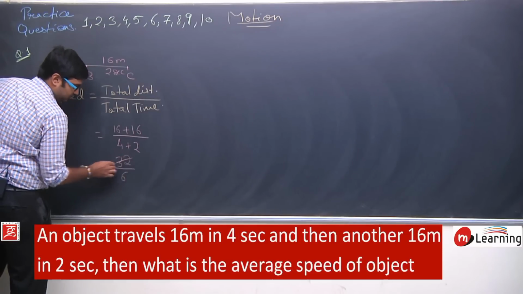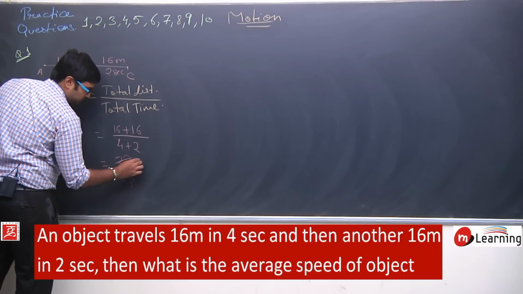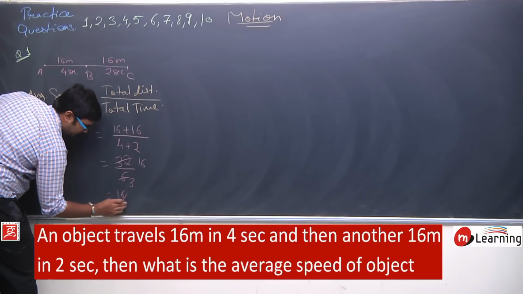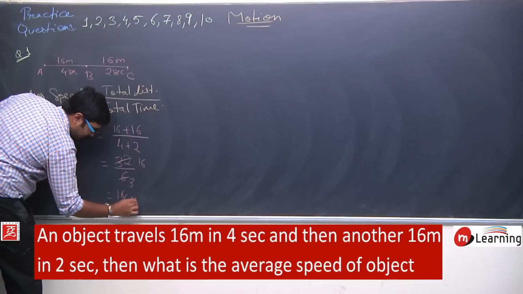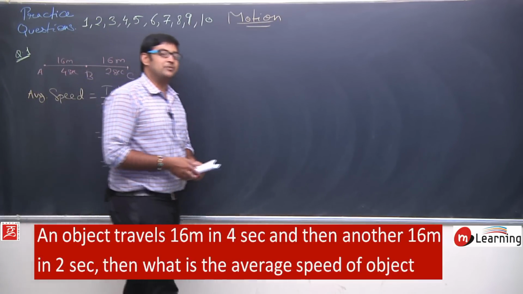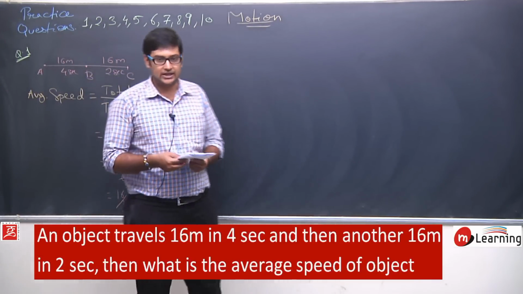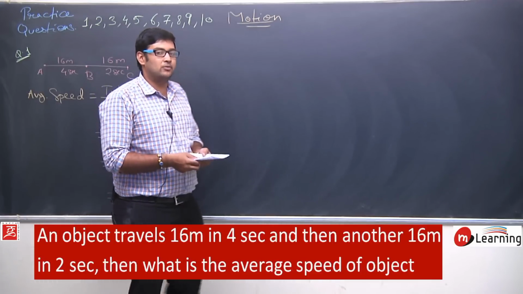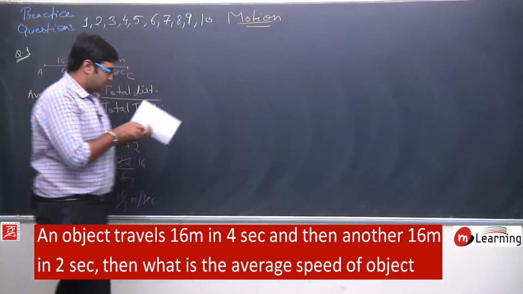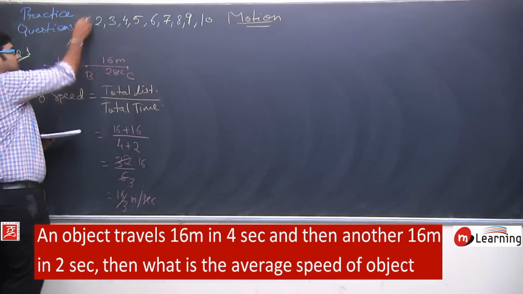Okay, so you can solve this. 2 3s are 6, 2 16s are 32. So the answer is 16 by 3 meters per second. So the average speed of the object will be 16 by 3 meters per second. Here we just need to apply the formula of average speed and you can calculate it very easily. Okay, so this completes the first question.